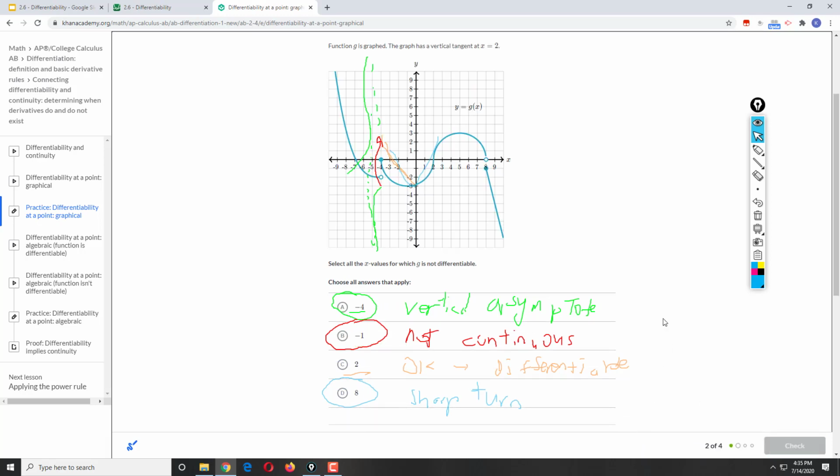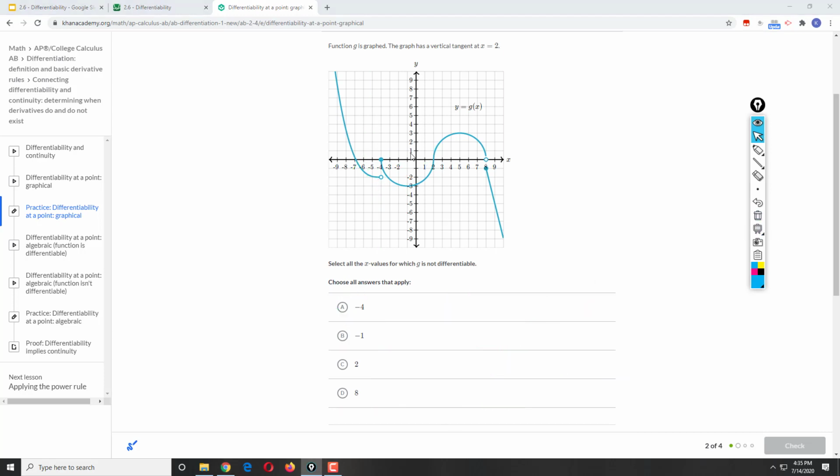Okay. Let's look at one more example. Again, a function. Select all the x values for which g is not differentiable. At x equals negative 4, it's not continuous because it takes a jump. At x equals negative 1, that's okay. It's continuous. The slope is 0, actually, and that's okay. It's not a vertical asymptote, so it's differentiable. Also, it's continuous.